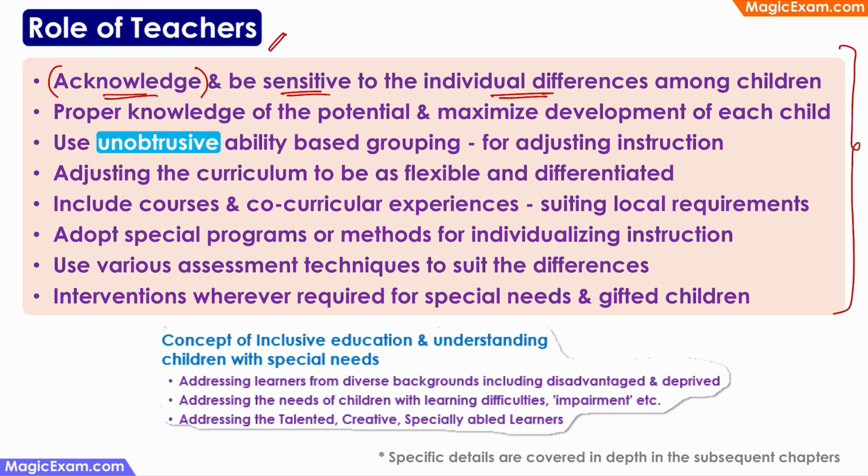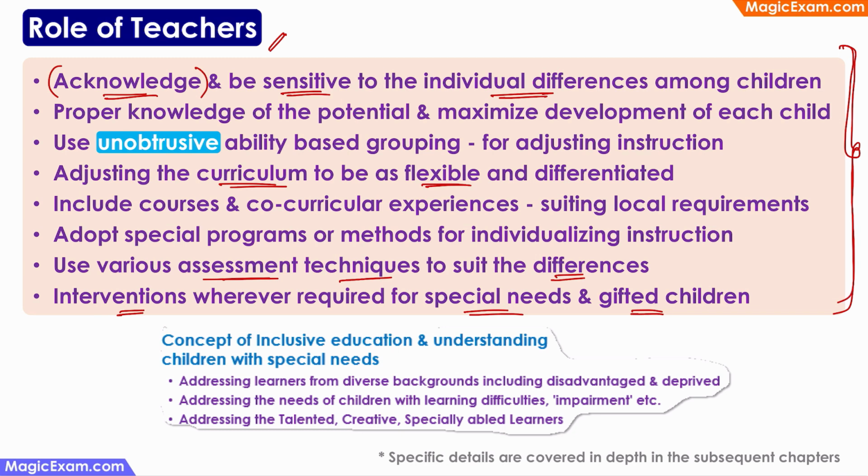And then there are other points like how the curriculum has to be flexible, and how there have to be various assessment techniques that are used to account for the differences in the children, and how interventions may be required for children with special needs and also for children with special talents, or those who are called gifted children. Right?